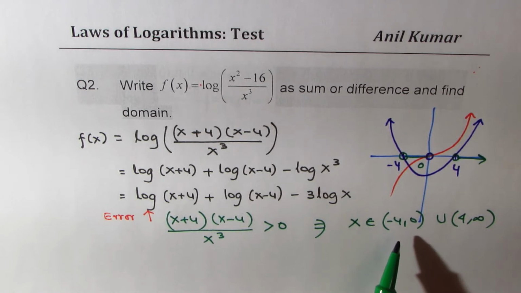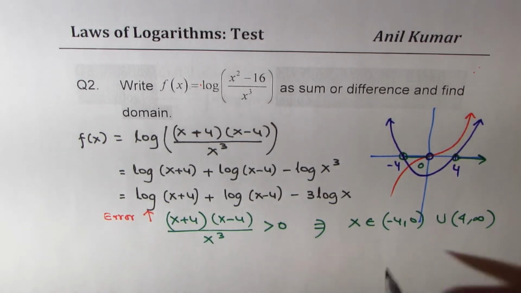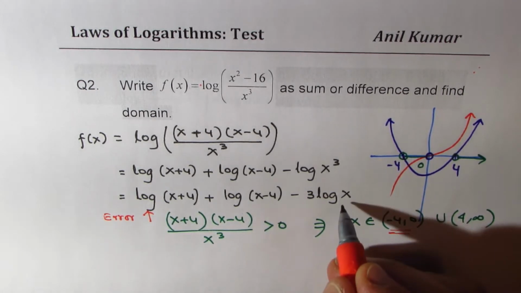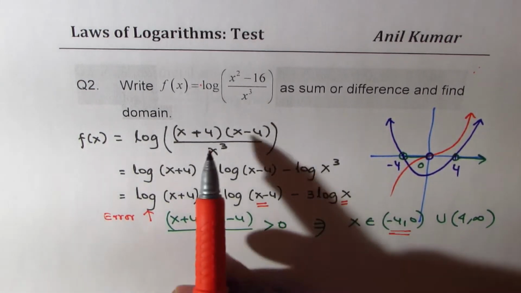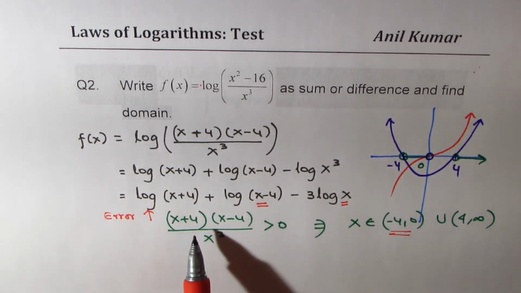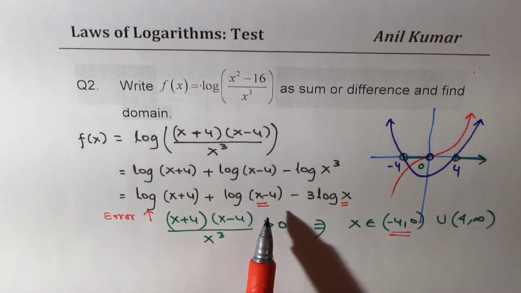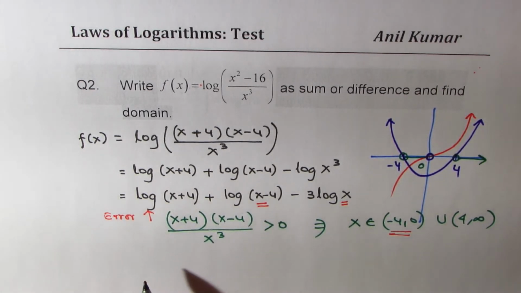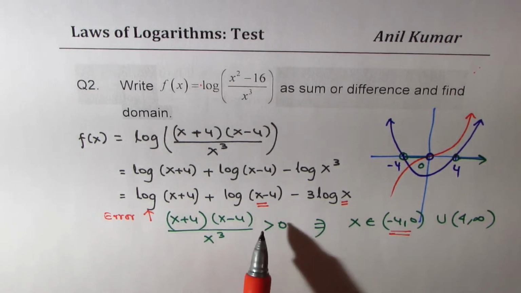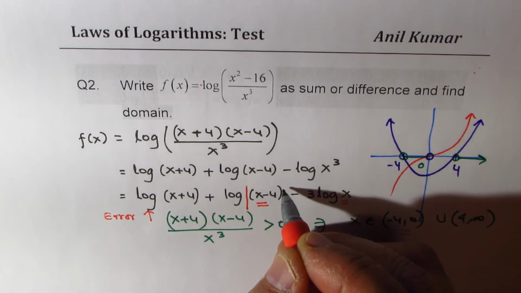Now if you look into this domain, then in the domain -4 to 0, this will be negative and this will also be negative. So you cannot really write this expression in that form. So I hope you're getting the point, right? So that is why I repeated the concept of question number 1 in 2. So what should you do? You have to put them as absolute values.